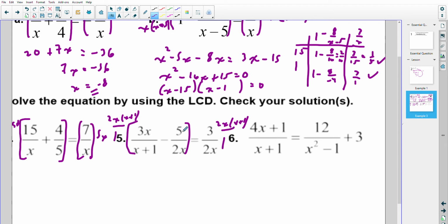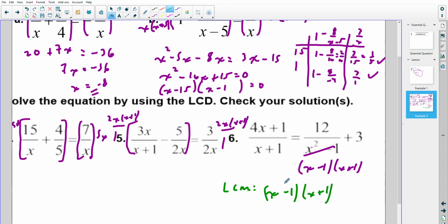Remember, you can do the same thing on both sides of an equation and keep the original equation. And it'll be equivalent. It'll be equivalent form of the original equation. This one, you would factor this, x minus 1 times x plus 1. And then you would see that the lowest common multiple would be x minus 1, x plus 1, and that's what you would multiply on both sides of that equation.